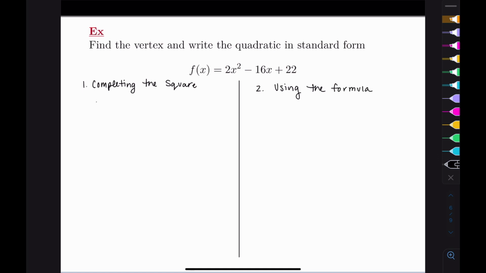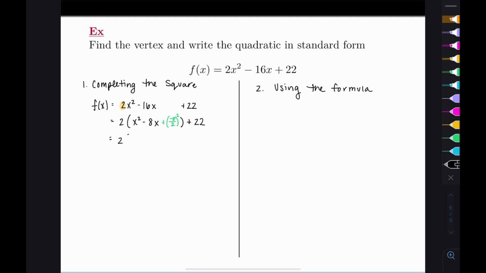Okay. So to put this in standard form, I've got to group my x terms. So I'm going to give myself a little bit of room and put those together. I then need to factor out the coefficient of x squared. So we've got to take a 2 out, and that leaves us with x squared minus 8x, and then plus 22. And then I need to figure out what number I need to add here. So I take this middle term, divide it by 2, and square it.